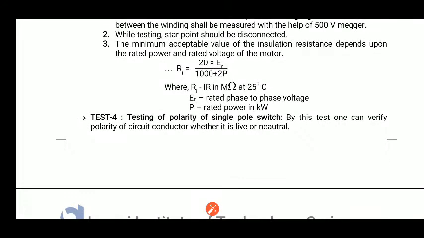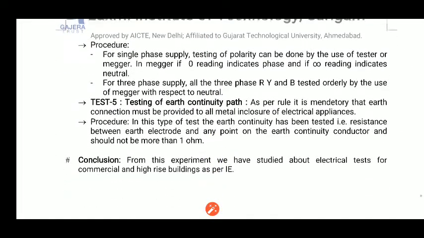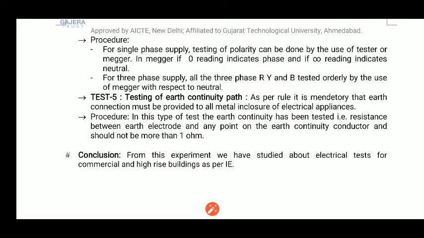Next we discuss electrical testing method 3, the testing of polarity in a single pole switch. It is very important for the electrical installation: the polarity test. By this test one can verify the polarity of the circuit conductors, whether it is live or neutral. In this method we discuss the procedure of the polarity test. For single phase supply, testing of polarity can be done with the use of a tester or the megger. In the megger, a zero reading indicates the phase and an infinite reading indicates the neutral.